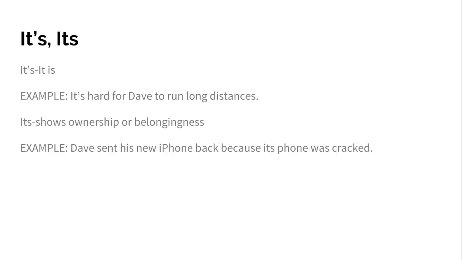It's and its. It's is a contraction for it is. For example, it's hard for Dave to run long distances. Its shows ownership or belongingness. Dave sent his new iPhone back because its screen was cracked.